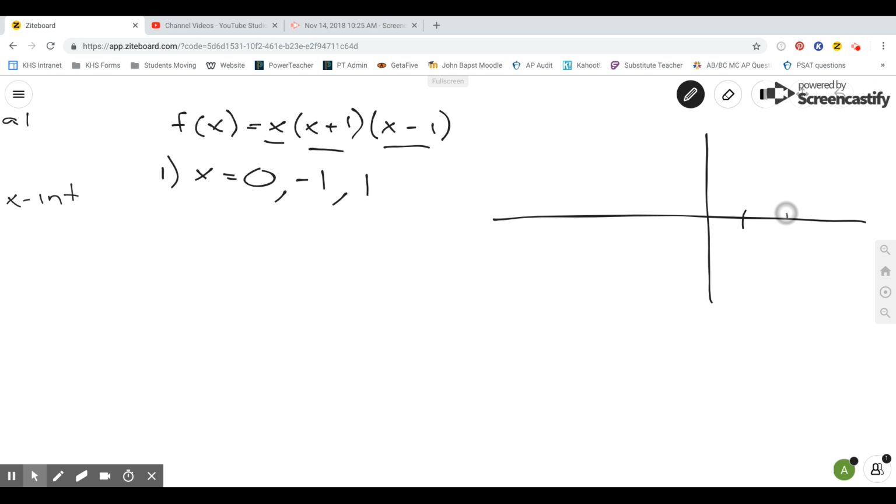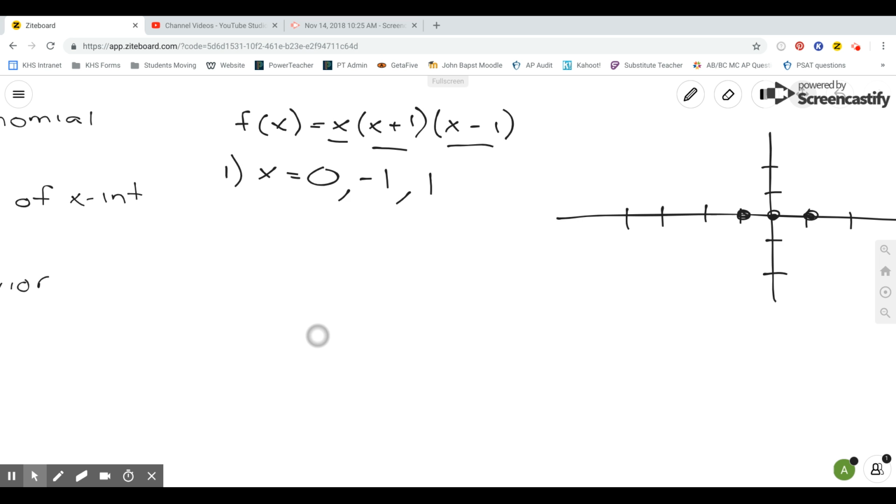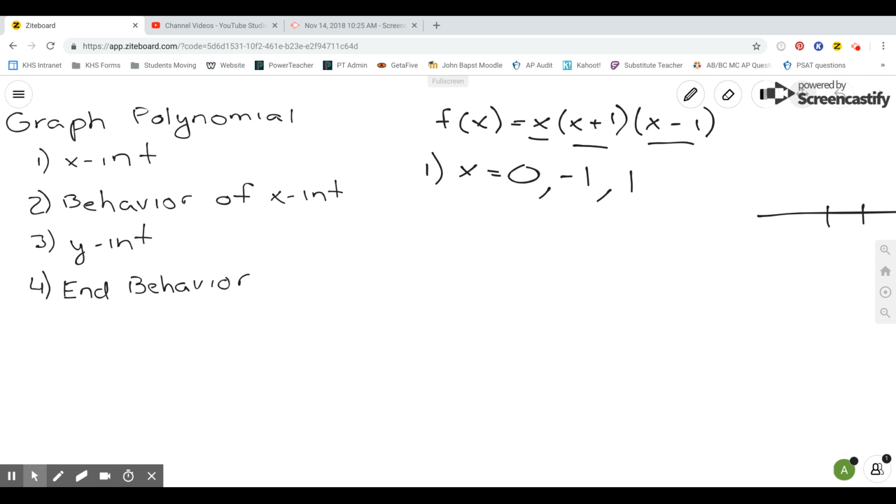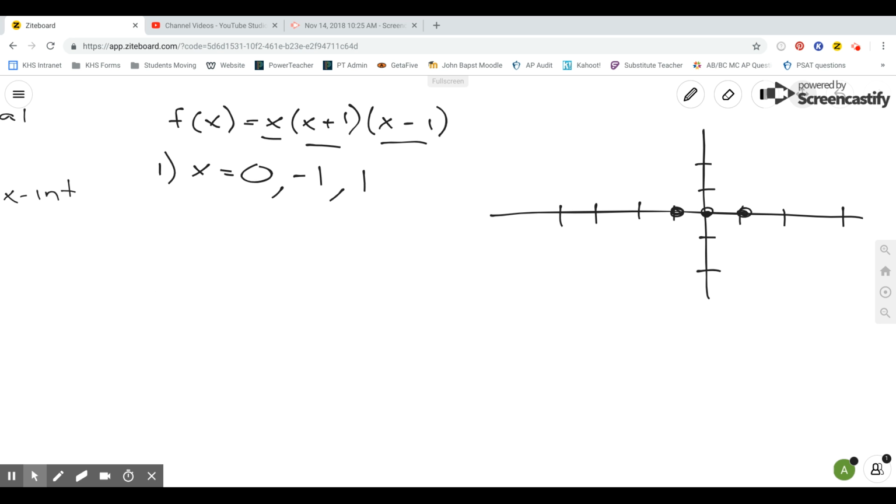So let's put some markings down so we know what we're looking at here. So we have x equals 0, we have x equals -1, and we have x equals 1. All right, so there is step number 1. Now step number 2 says behavior around those x-intercepts. All of these have an odd degree for your factors. So it's x to the 1, it's x plus 1 to the first, it's x minus 1 to the first. So that means that at your zeros, it's going to go through all of them.